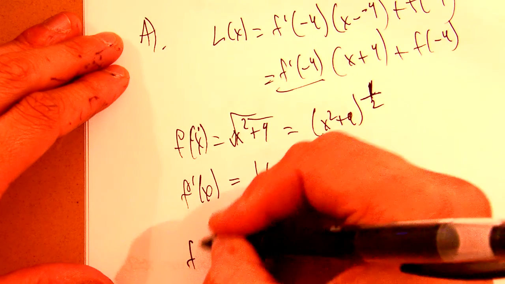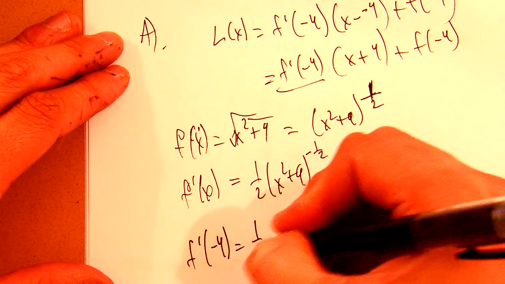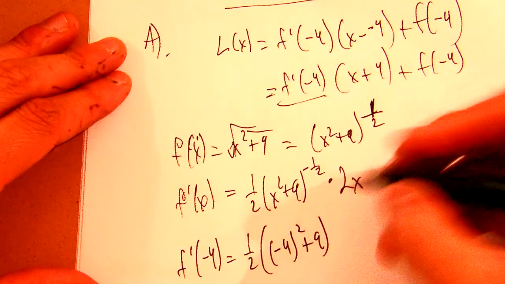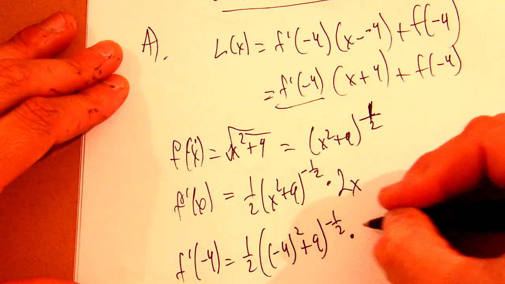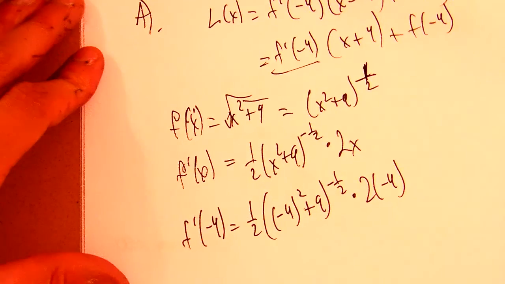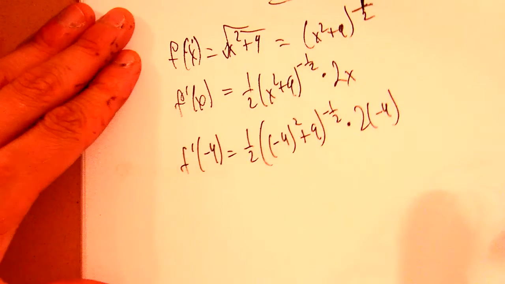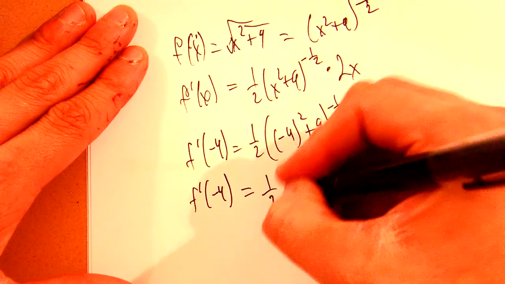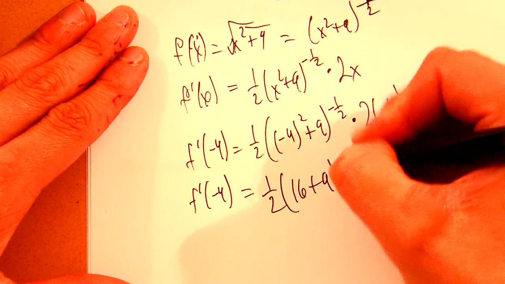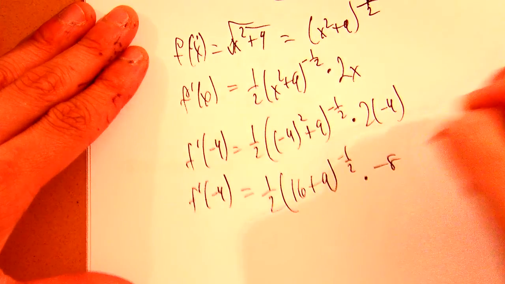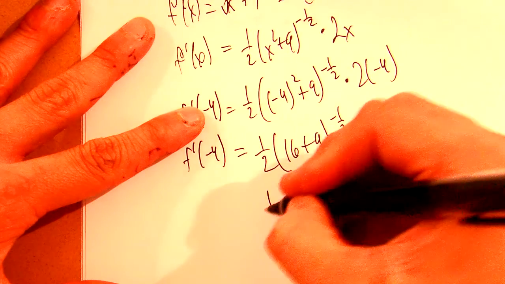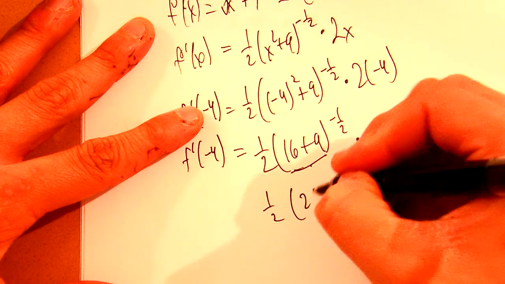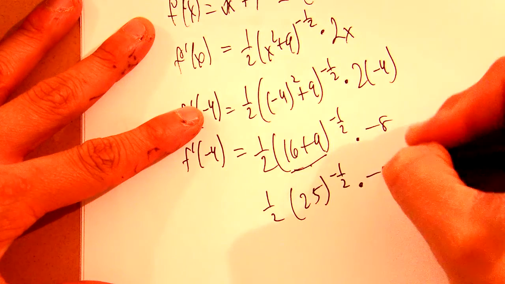So I get f prime of negative 4 is going to be 1/2 times the quantity negative 4 squared plus 9, to the negative 1/2, times 2 times negative 4. And now we're going to simplify this. So f prime of negative 4 equals 1/2 times, this is 16 plus 9, to the negative 1/2 times negative 8. Rewriting, this is 1/2 times 25 to the negative 1/2 times negative 8.